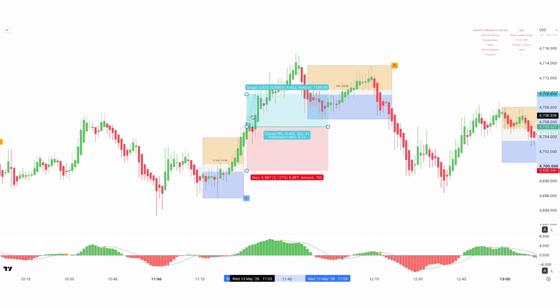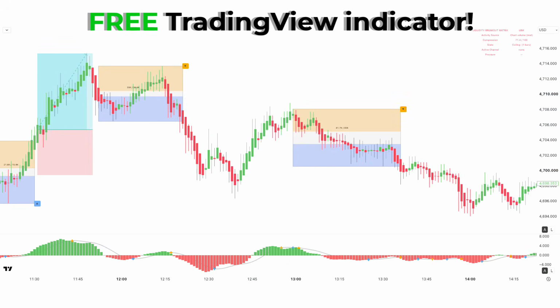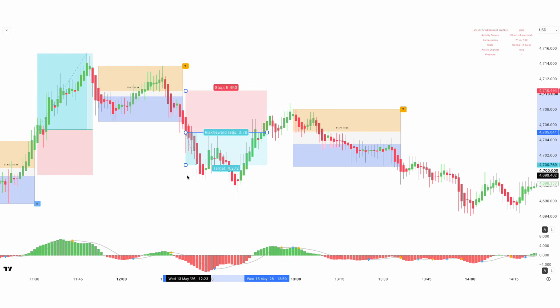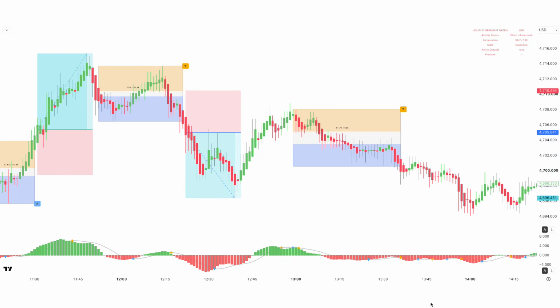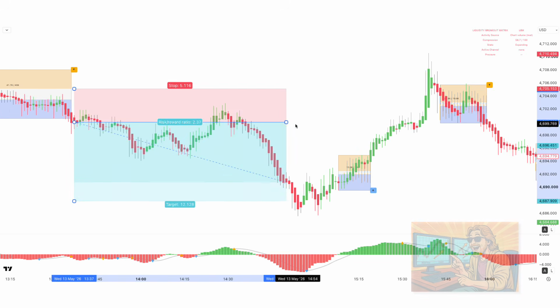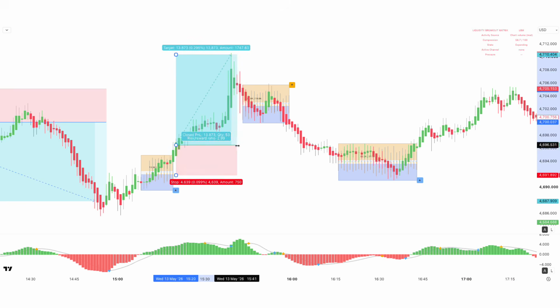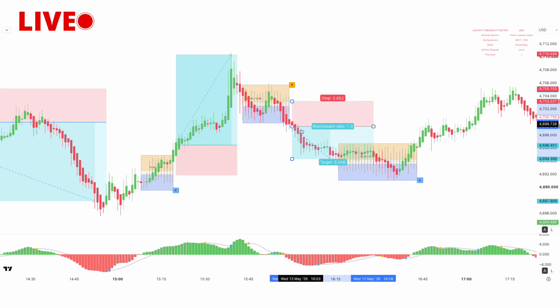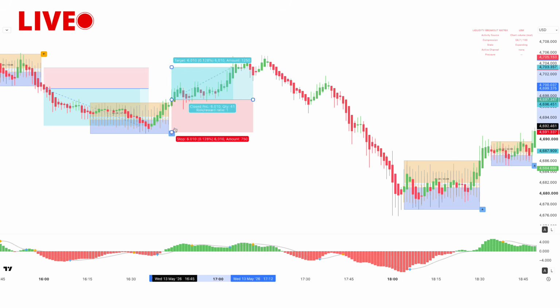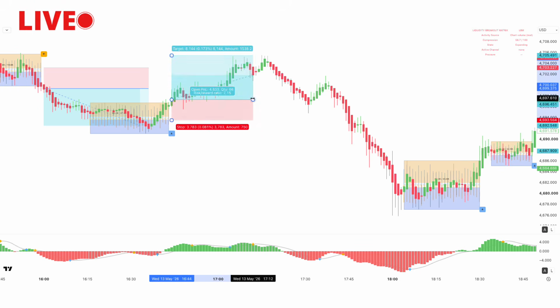In this video, I'll show you a completely free TradingView indicator that automatically identifies key S&R levels and can save you a huge amount of charting time. But this isn't a magic indicator or a promise of guaranteed profits. Instead, we're going to test it on live charts, explore how it works, where it performs well, and the situations where you should be more careful.